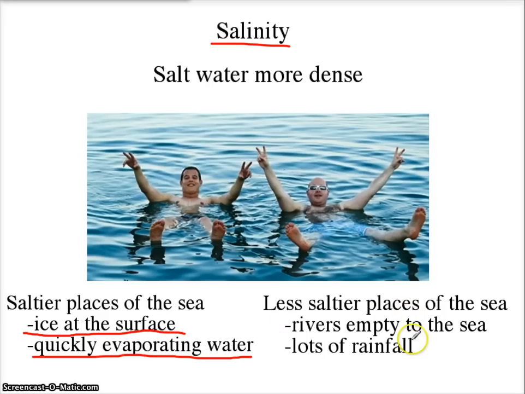Now, the less salty places of the sea are where rivers empty into it, and that makes sense. You have a bunch of fresh water coming in, mixing with the salt. And where there's lots of rainfall, you have fresh water falling into the ocean, mixing with the salt. We'll click to the next slide.